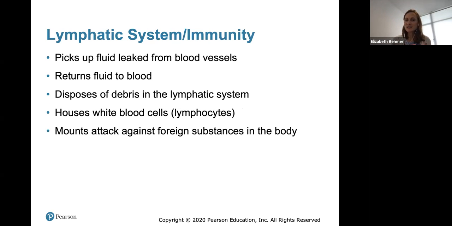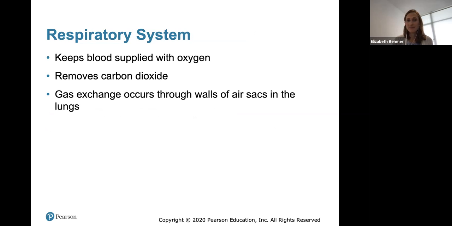The lymphatic system is also known as your immune system. It helps to pick up fluid leaked from blood vessels, returns fluid to the blood, and disposes of debris in the lymphatic system. It houses all of your white blood cells called lymphocytes. It mounts the attack against foreign substances in the body. And then your respiratory system keeps your blood supplied with oxygen that you breathe in. It removes the carbon dioxide, a waste product from your cells, that we exhale.